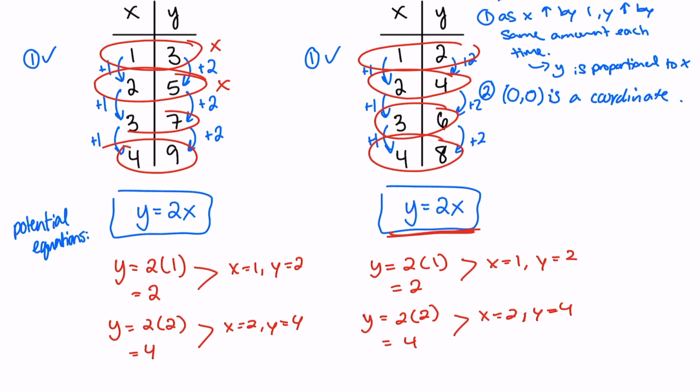And we can also check to see if 0, 0 would be a coordinate, and if we plug in x as 0, we will get y is equal to 0 as well. So only the second data set would be an example of direct variation.